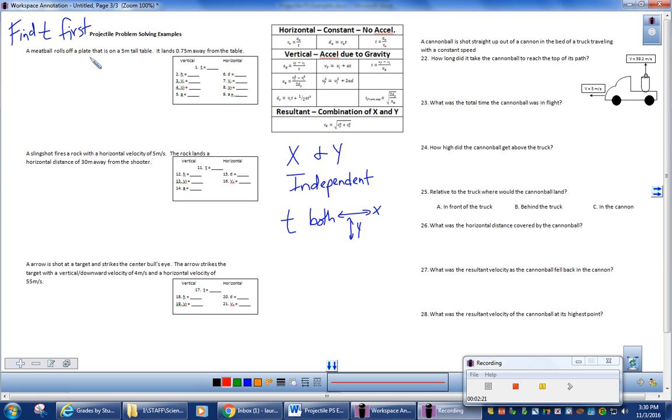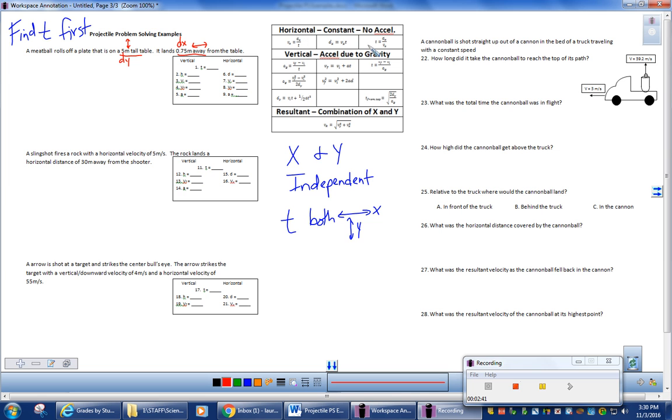So we have a meatball that rolls off of a plate that is on a 5-meter tall table. So 5 meters tall. If I'm tall, that's vertical, so that would be a Y distance. And it lands 0.75 meters away. Away, forward. That's an X distance. And that's the only information they've given me.